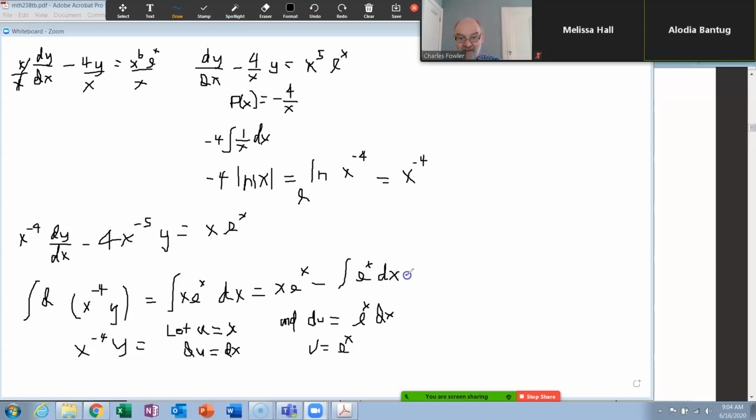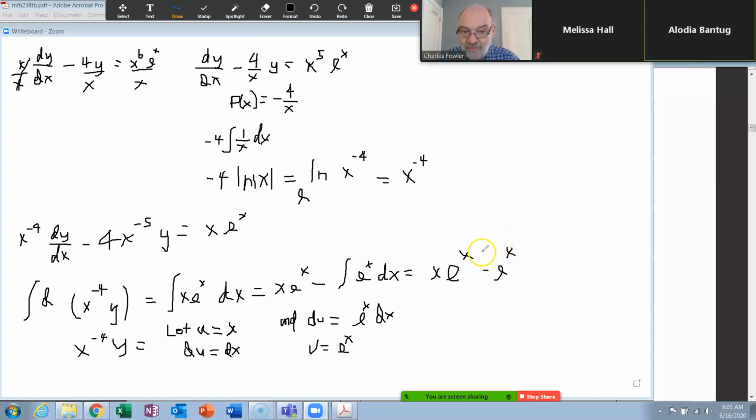Okay, and I think I could even do that integral. The first term is still x e to the x. And what's the antiderivative of e to the x? I think we've already done it. That's just e to the x, my favorite function of all time. It makes derivatives and integrals so easy to do. So that's your right-hand side.